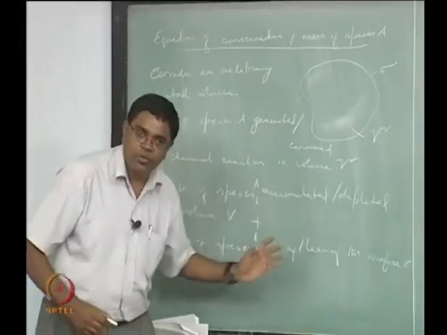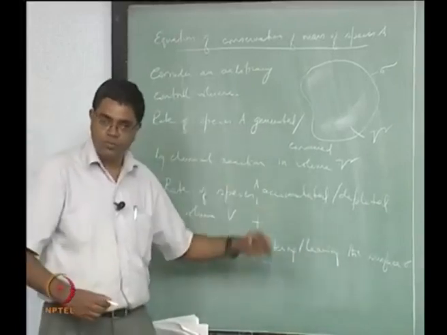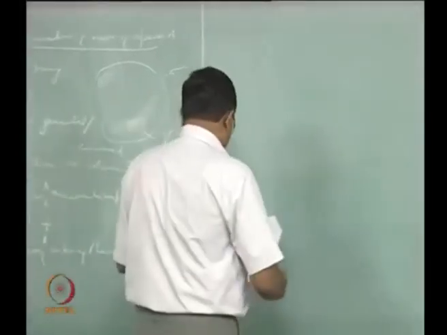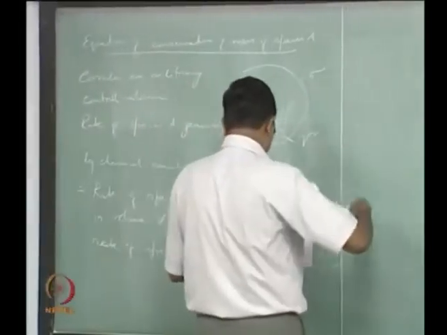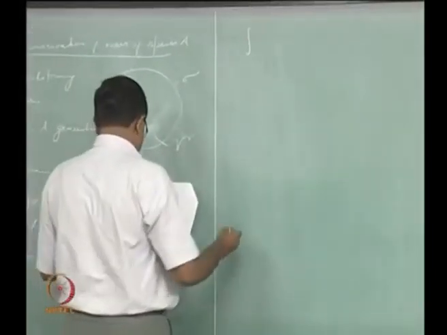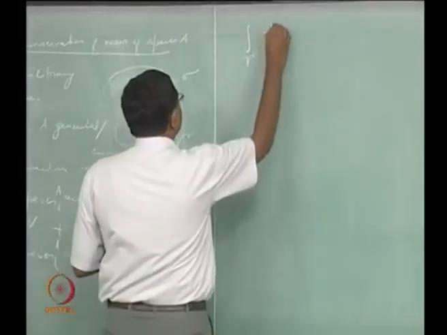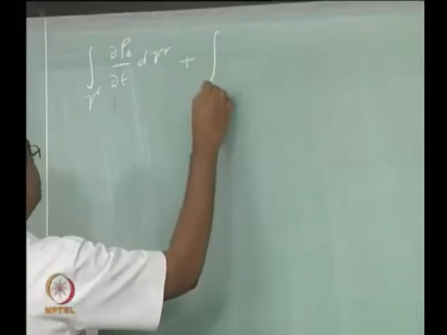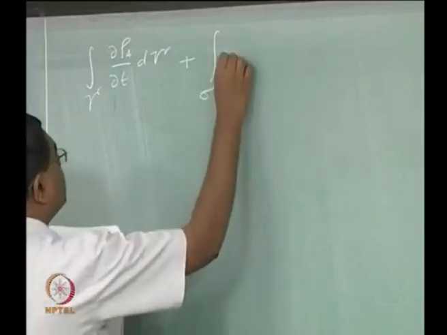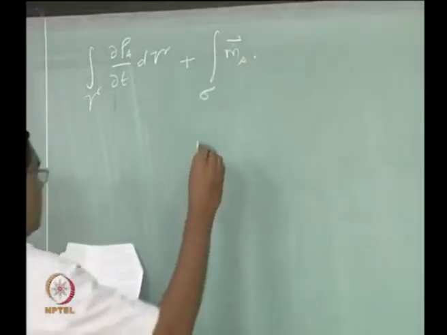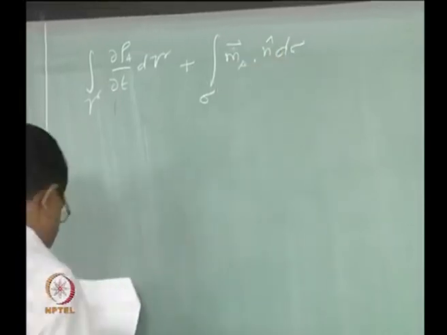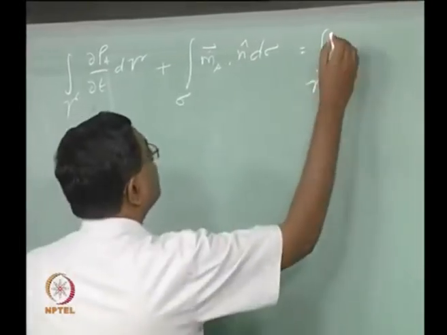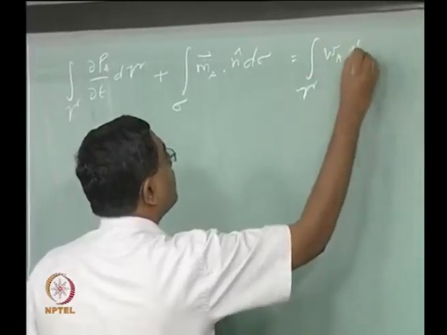We will have to apply the Gauss's divergence theorem to convert the surface term to volume term. That's why I'm basically looking at this. Okay, so this can now be written as the integral over the volume of ∂ρ_A/∂t dV plus the integral over the surface of m_A vector dot n hat dσ equal to the integral over the volume of W_A dV.